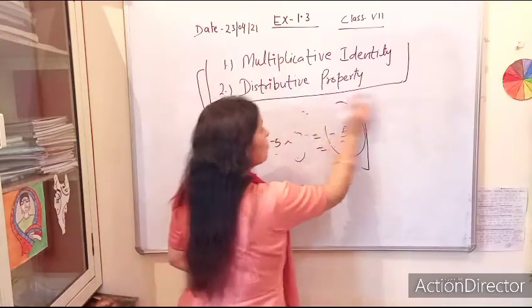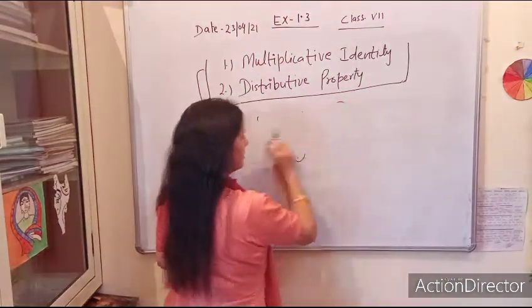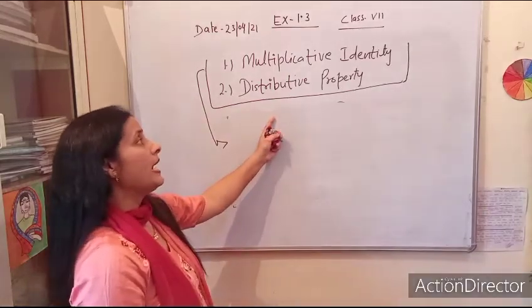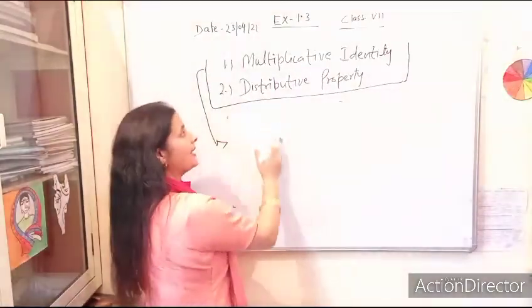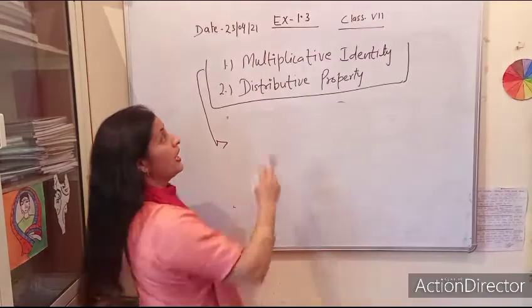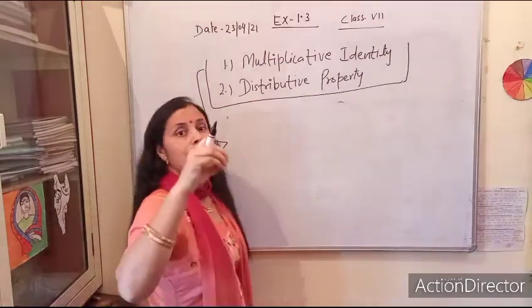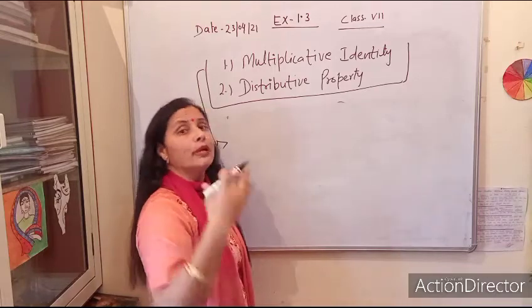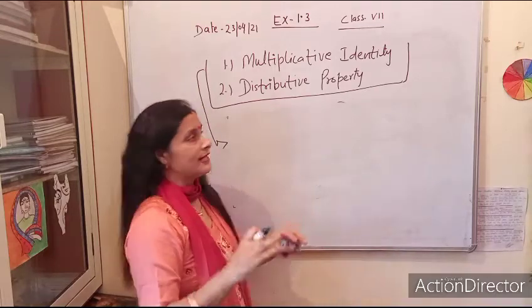Now, what about distributive properties? This is a new property. Definitely we are going to do many sums based on this property. Okay. Distributive property means to distribute something among two or between two. Distribute मतलब बांटना किसी चीज को.